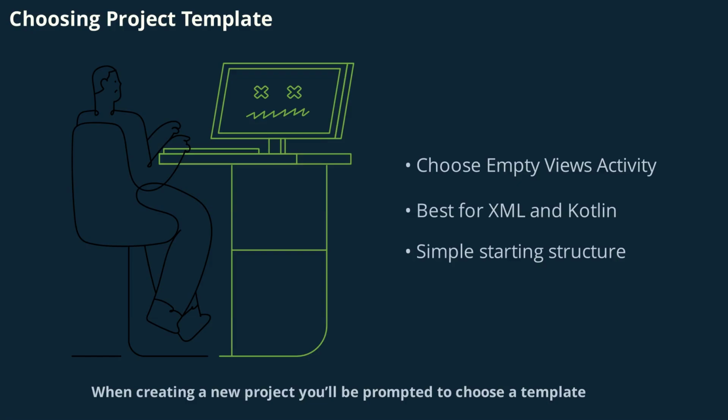Creating a new project, you'll be prompted to choose a template. For beginners, selecting Empty Views Activity is recommended. This template is ideal for learning traditional XML layouts and Kotlin code. If you're exploring Jetpack Compose, you might choose Empty Activity, but for foundational learning, stick with Empty Views Activity. This sets up a simple structure that's easy to understand and expand as you learn.